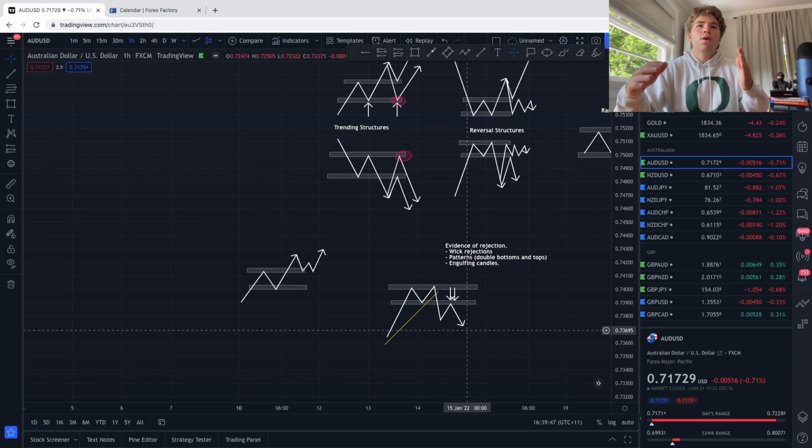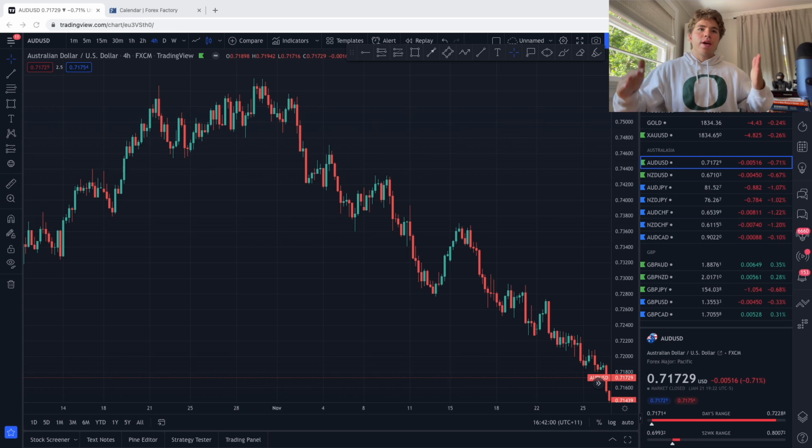So that's the whole process of these key levels. It's simply to find high probability setups. The key levels are where price is likely to react to. And if you can find those key levels and then pair it with patterns, weak rejections, engulfing candles, aka evidence of rejection, and trade with the trend, you have such a great opportunity to make money in the forex markets.